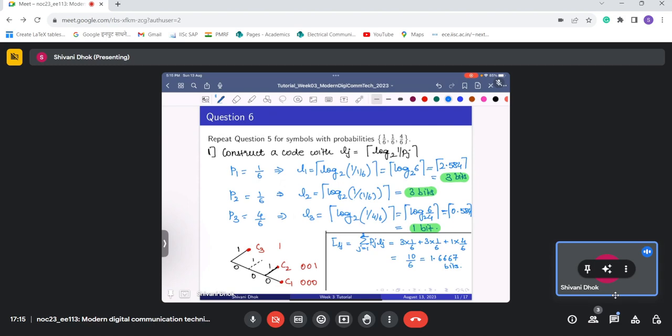Now the question is, can we do better? Is there a scope of doing better? So we'll check that. Apart from that, if we go for a fixed length code, L_FLC is basically ceiling of log to the base 2 m, which is ceiling of log 3 to the base 2. So this comes out to be 2 bits.